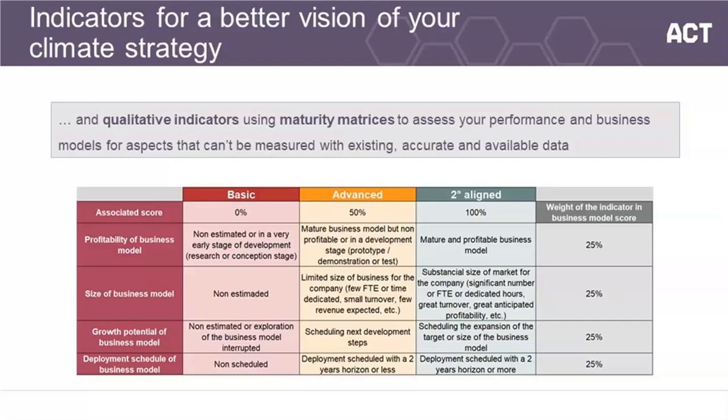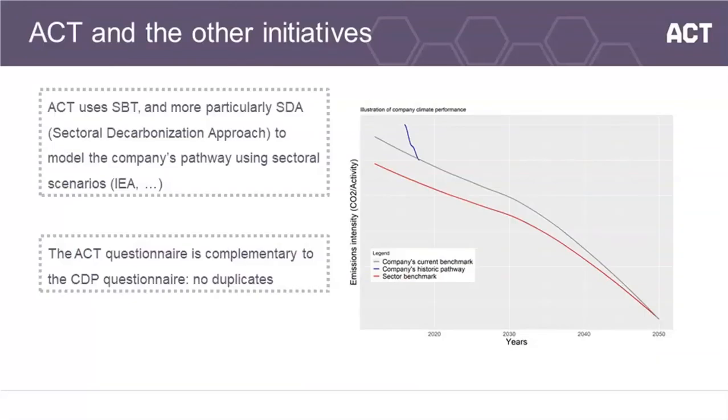And to conclude with the ACT methodology and the link with other initiatives, it's very similar and complementary to SBT, the Science-Based Targets Initiative, because we use also the sectoral decarbonization approach to model and to define the company pathways according to the sectoral scenarios, low carbon scenarios. And another link with another initiative of CDP is the fact that for an ACT assessment, we use a lot of questions from the CDP questionnaire in order to be complementary and not to have duplicates between those two initiatives. So it's not the same assessment, but we use questions from the CDP questionnaire in order to assess your low carbon strategy with the ACT initiative.